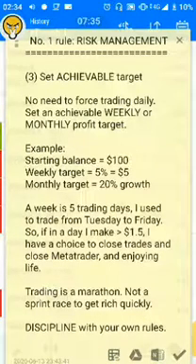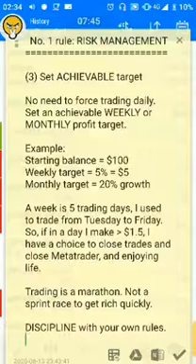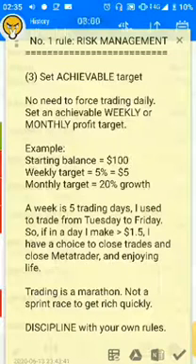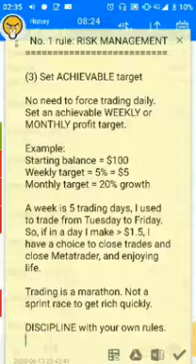The third element of my risk management rule is to set achievable target. We don't need to trade on daily basis every day. Just set an achievable weekly or monthly profit target. For example, if my starting balance $100 and I have weekly target of 5%, that means $5 a week. Only $5 a week. So my monthly target will be 20% growth. Yes, that is achievable for me.